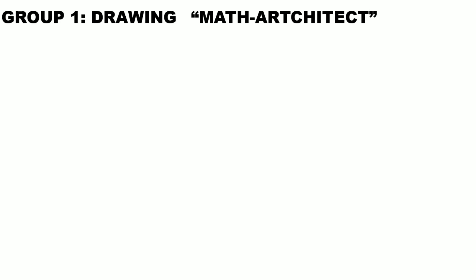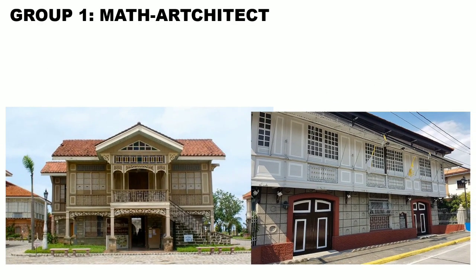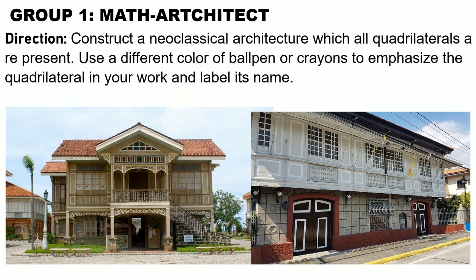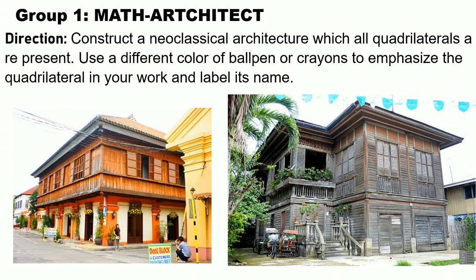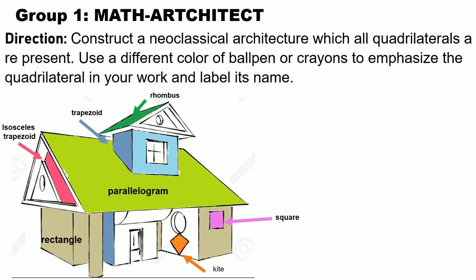So you can choose drawing. This is what we call math architect. This is incorporated with art. So kung magaling ka mag-draw, you can choose this activity. Direction is to construct a neoclassical architecture in which all quadrilaterals are present. Use a different color of ball pen or crayons to emphasize the quadrilaterals in your work and label their names. Like for example, neoclassical houses here in the Philippines. As this one also. This is one of my examples on how you can draw neoclassical architecture. But do not copy my examples. You can be artistic, you can be creative with your activity. Walang limit dito. You can show how creative you are.